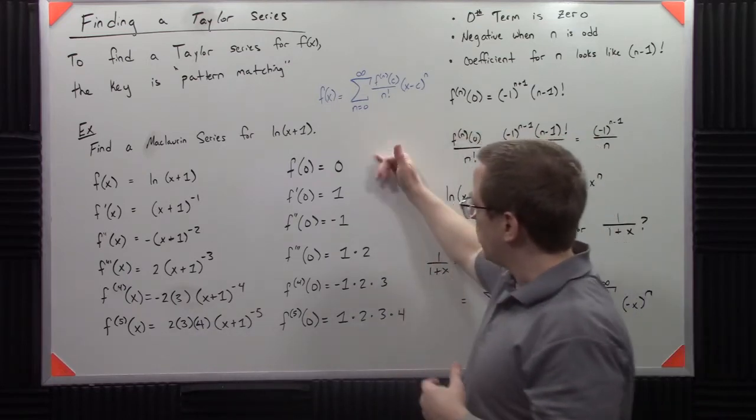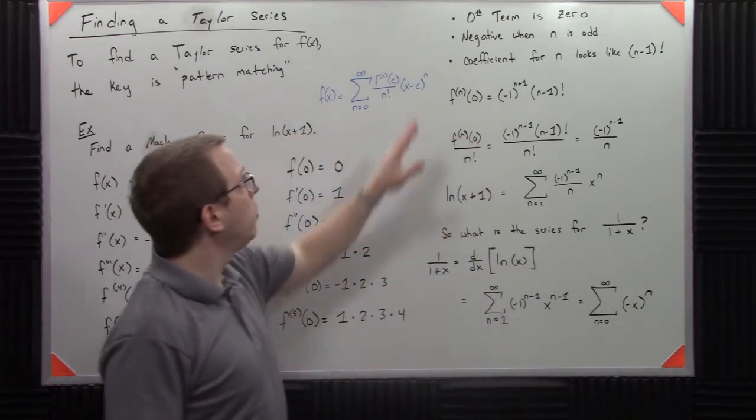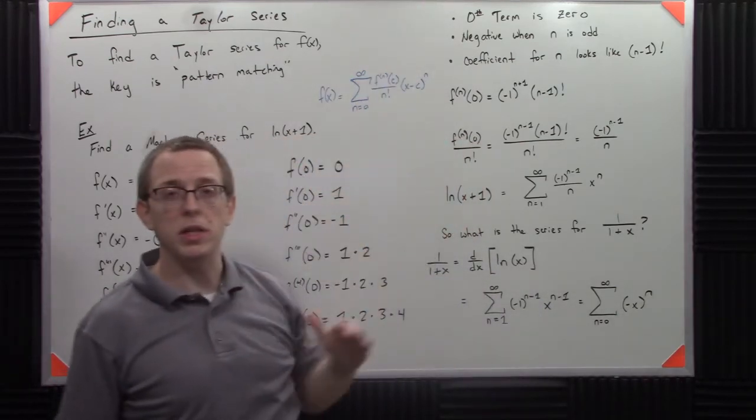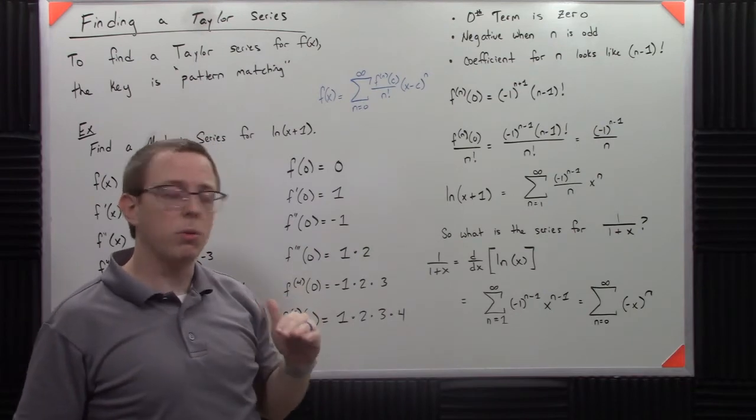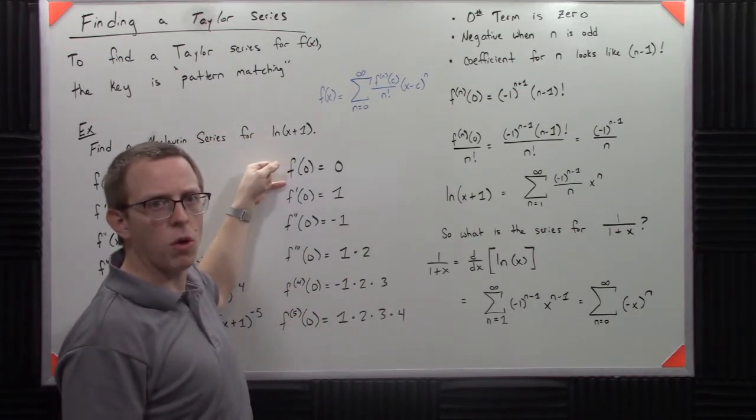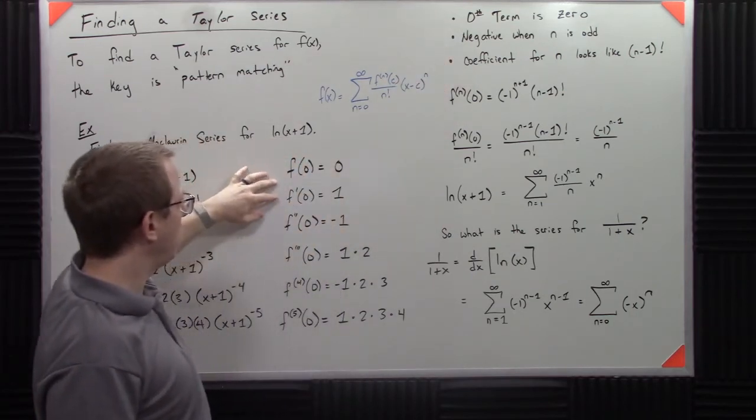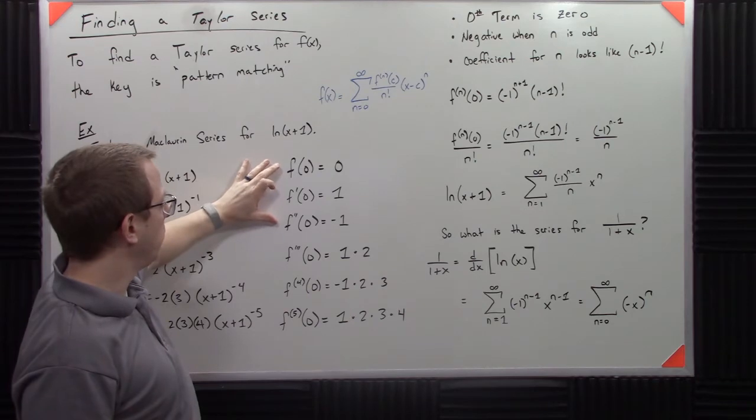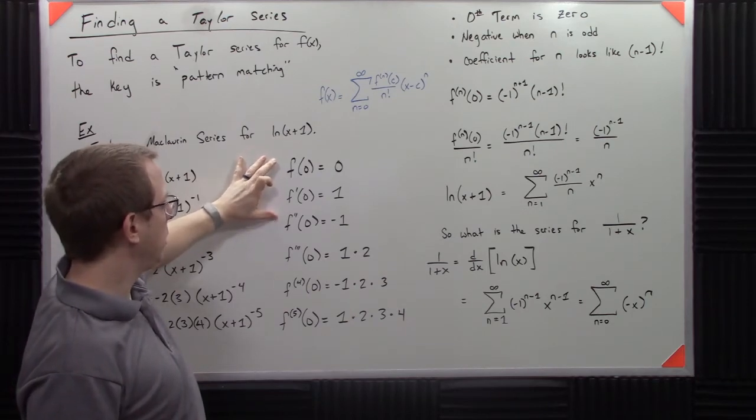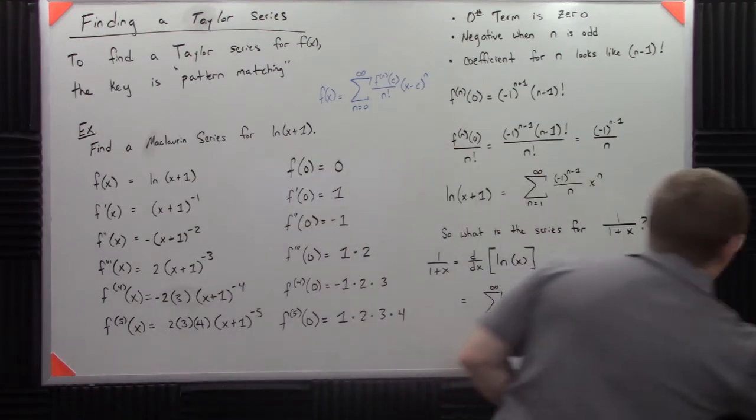Well, let's look at this. Okay, I've got these. What are some of the things that I notice? Well, I notice that the 0th term is 0, so that starting 0th derivative is 0. So that's going to tell me a little bit about where my index starts, but we'll get back to that. Now, I also notice that it's negative when n is even. Sorry, I mean when n is even.